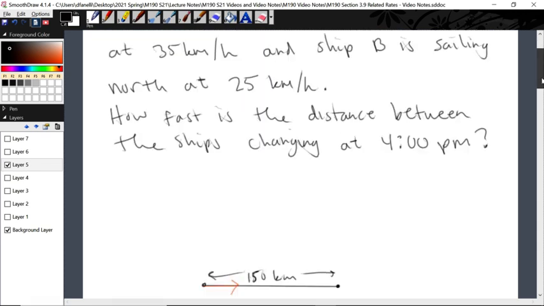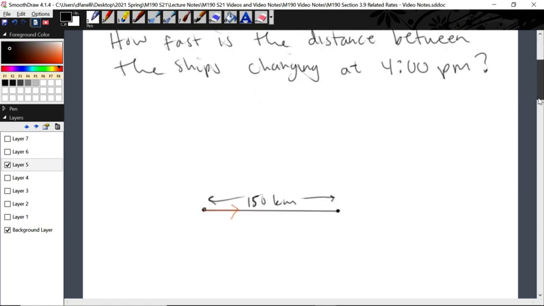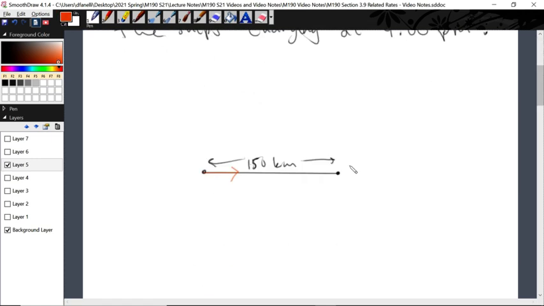And then what about ship B? Ship B is sailing north at 25 kilometers per hour. So ship B is going north. This is ship B moving like this. This is ship A moving like this.